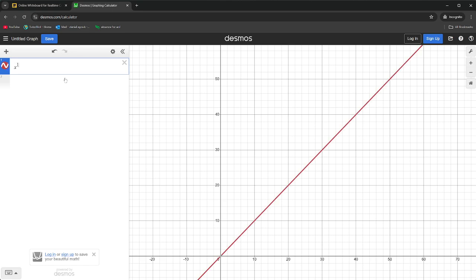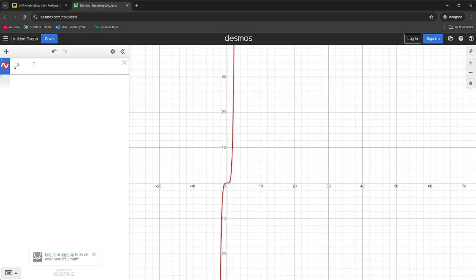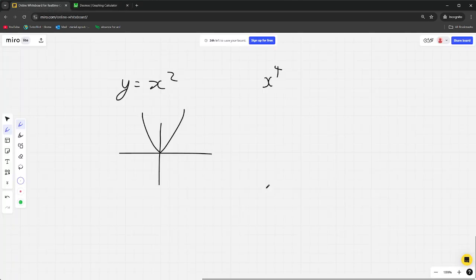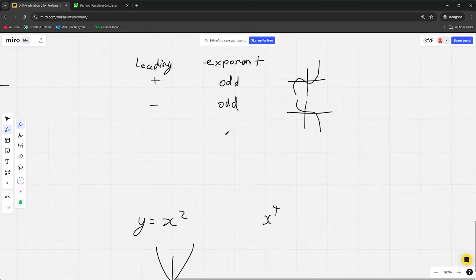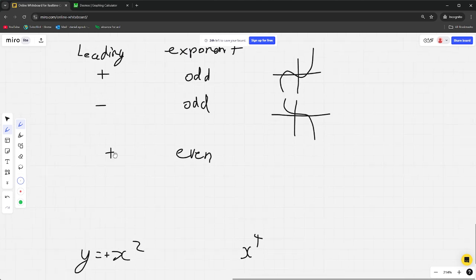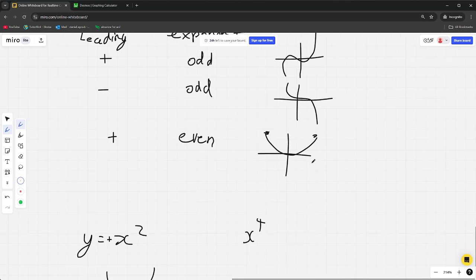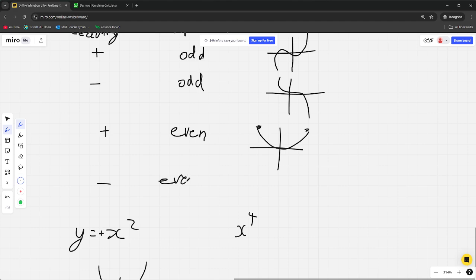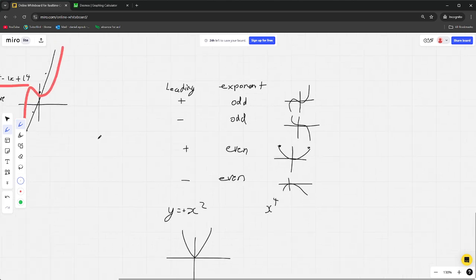But look what happens when we make it an odd function. We have x to the 1 here, x to the 3, x to the 5, x to the 7, x to the 9. That behavior is what we're looking for. So we can deduce now that if our exponent is even and we have a positive leading coefficient, it's going to start in the top left and end in the top right. And just like before, if we flip our leading coefficient and leave it even, it's just a reflection.